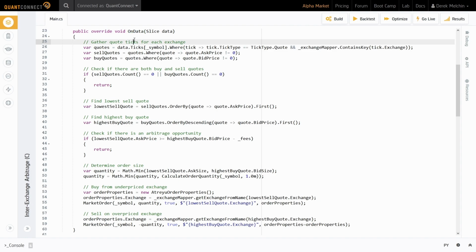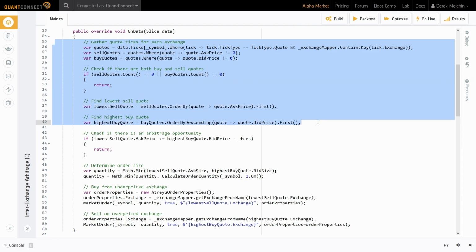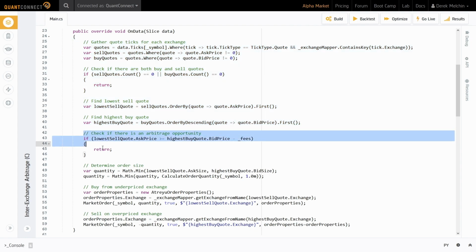The batch of ticks include all of the national best bid and offer quotes over the last millisecond for the US exchanges. From these data points, we find the ask with the lowest price and the bid with the highest price to determine if there's an arbitrage opportunity available. If there isn't, we simply wait until the next batch of ticks.